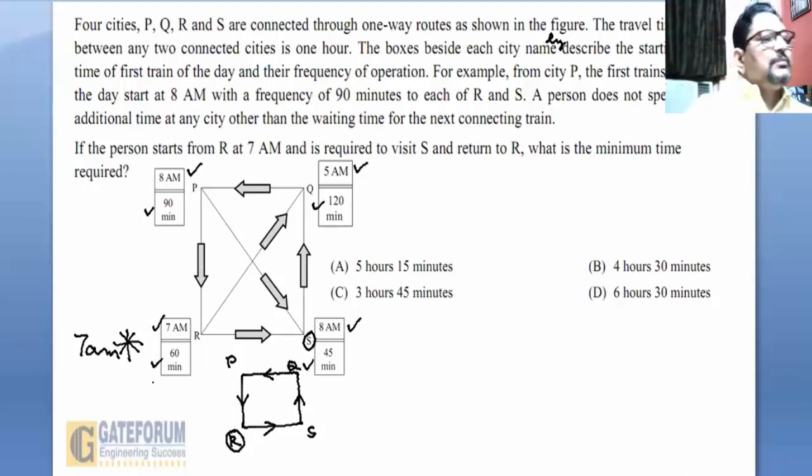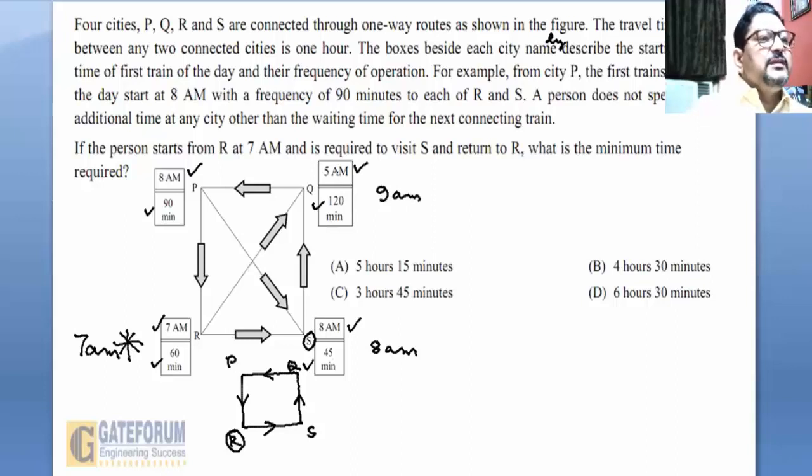Right. Now that the route is decided, and this is the shortest possible route, no other route can be as short as this. Having decided the route, we can now say that the person has started at 7 a.m. So he immediately catches a train. No waiting time. So 1 hour is taken. He reaches S at 8 a.m. Immediately gets another train because the first train from S starts at 8 a.m. No wastage time. Goes to Q. Reaches Q at 9 a.m.